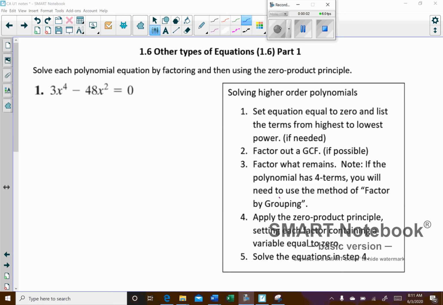Okay, now we're going to look at solving other types of equations. So far we've been focused on strictly quadratic. What we mean by quadratic is that the highest power is x squared, so they all have at least an x squared in there and no higher. Now we're going to look at some that have higher than x squared, and some other things that might look different. So these are going to be higher ordered polynomials.